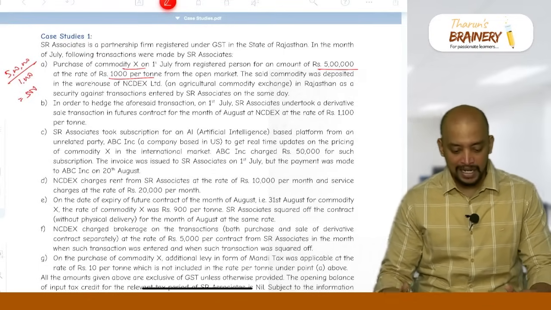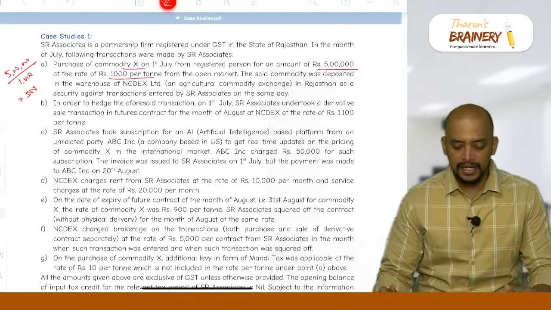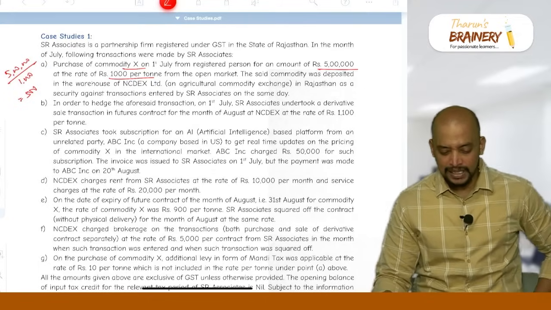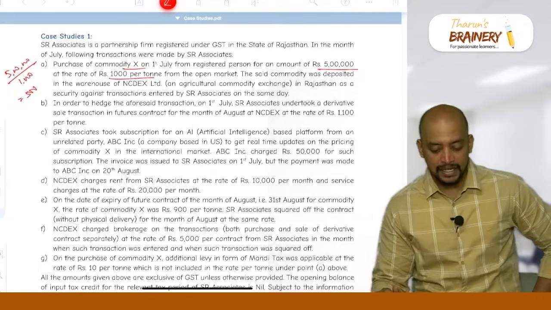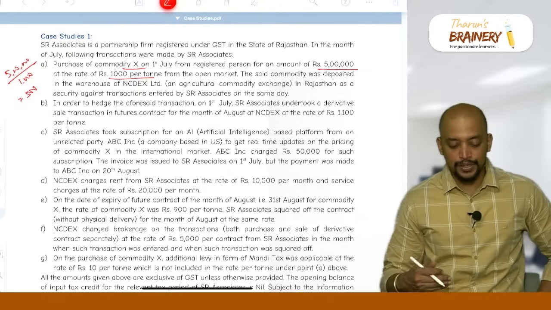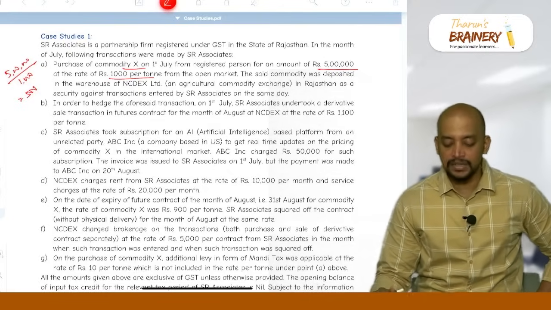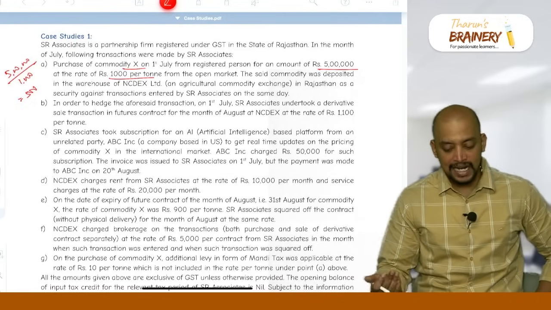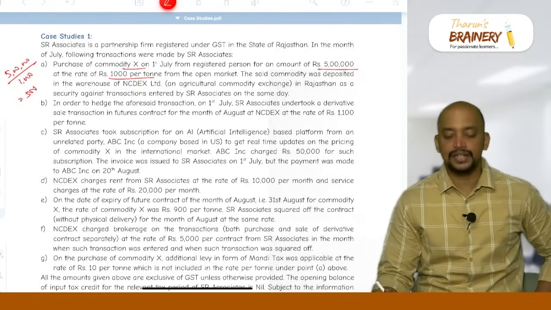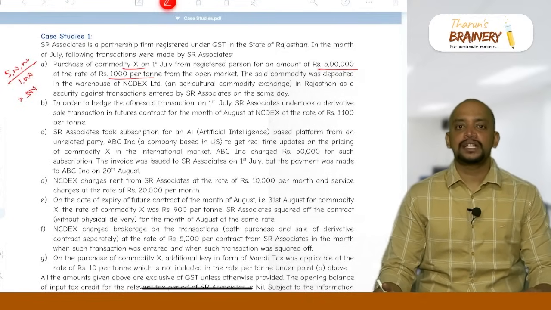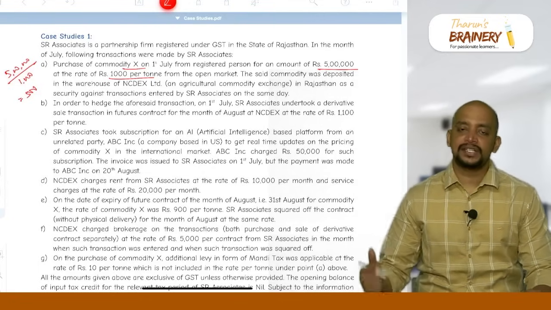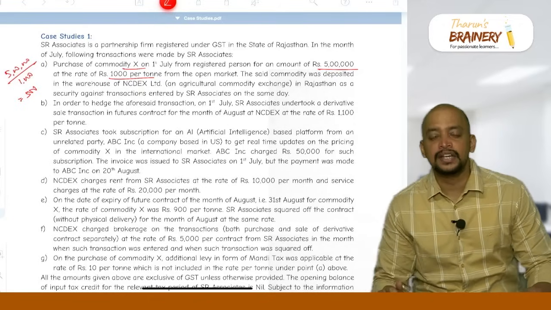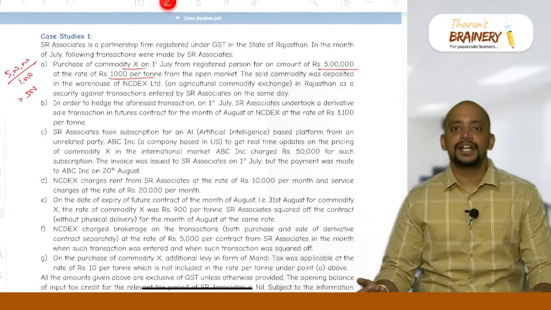So start with the beginning. SR Associates is a company located in Rajasthan, and they are purchasing some commodity X worth 5 lakh rupees at the rate of 1000 per ton from the open market. The said commodity was deposited in a warehouse of NCDEX Limited, an agricultural commodity exchange, in Rajasthan, as a security against transactions entered by SR Associates on the same day. Basically they make a hedge. Whenever you purchase something, in order to protect that purchase against a decrease in the price, we make a hedge by entering into the derivatives market.